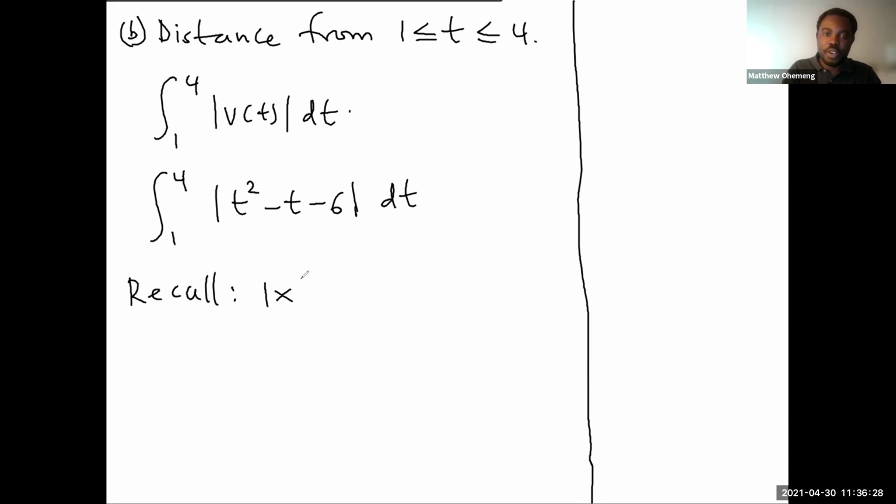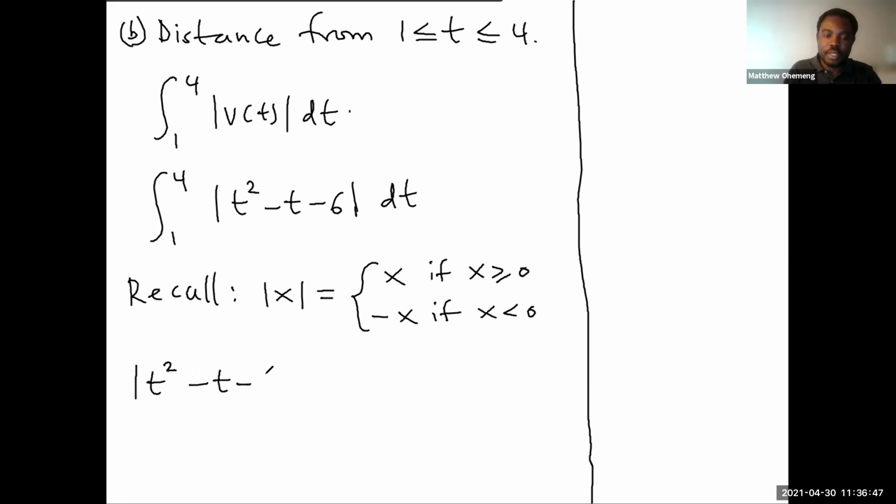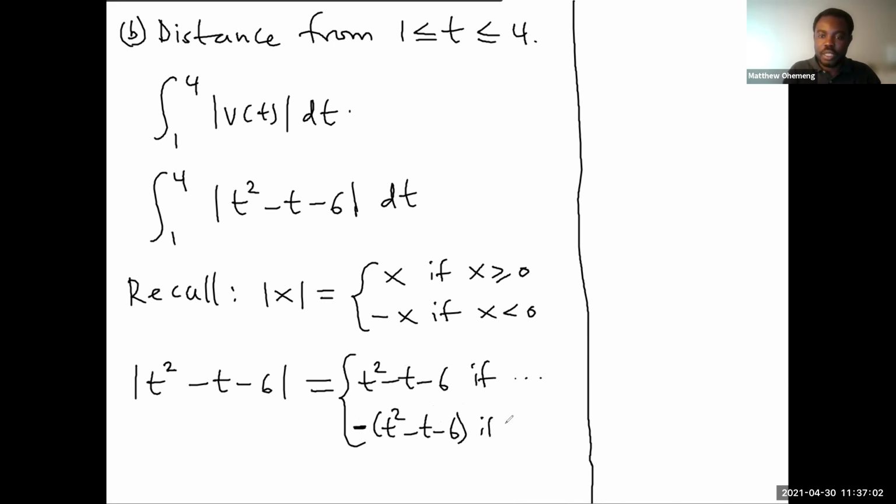So recall that when you have the absolute value of x, then it's just going to be what? x if x is greater than or equal to 0, right? And negative x if x is less than 0, right? We saw this previously. So similar to what we had for the absolute value of s, for the absolute value of t squared minus t minus 6, it's going to be t squared minus t minus 6 for something, and it's going to be the negative of t squared minus t minus 6 for some other condition.